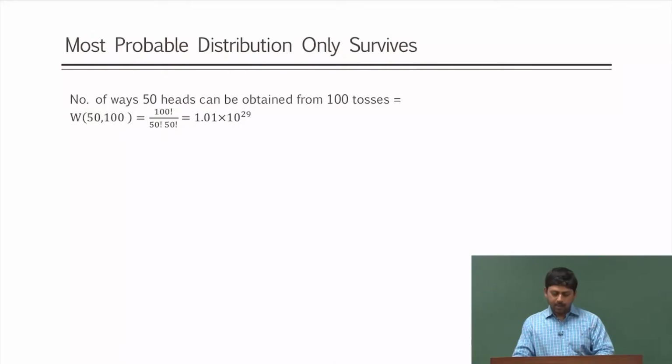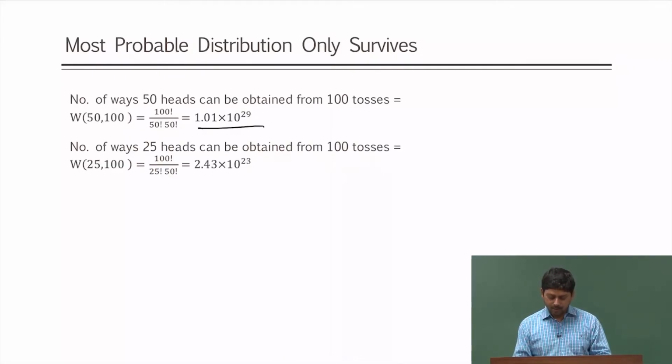We will show you through an example. The number of ways that 50 heads can be obtained from 100 tosses, which is the same thing as 50 particles being distributed in one box out of 100 particles, is 1.01 times 10 to the power 29. If I just do 25 and 75, it will be 10 to the power 23, 6 orders of magnitude less.